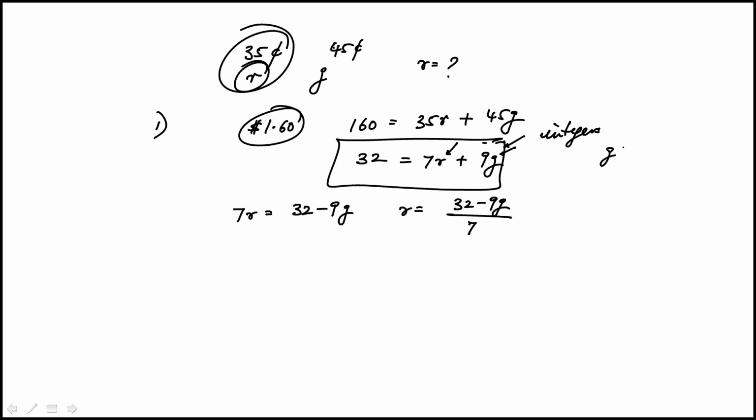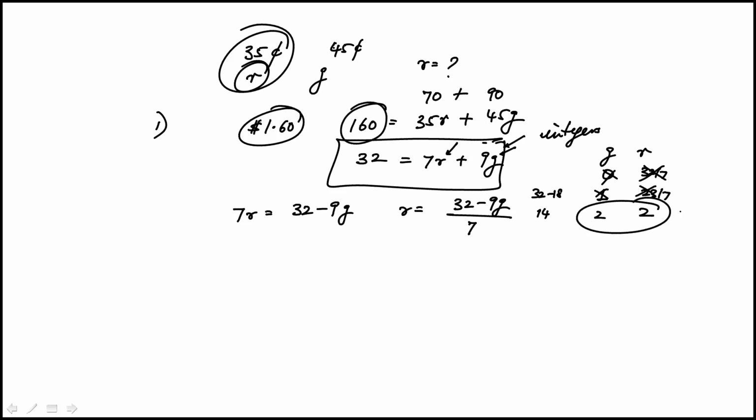For example, you can make a table. That's one way to do it if there aren't a whole lot of values. G is 0, and R is not an integer, so that's not a solution. G is 1, 32 minus 9 is 23, which is not divisible by 7 either. So these aren't solutions. If G is 2, 9 times 2 is 18, 32 minus 18 is 14, over 7 is 2. So you'll see 2 works, because 35 times 2 is 70 cents, and 45 times 2 is 90. That is indeed 160. So this is one solution.